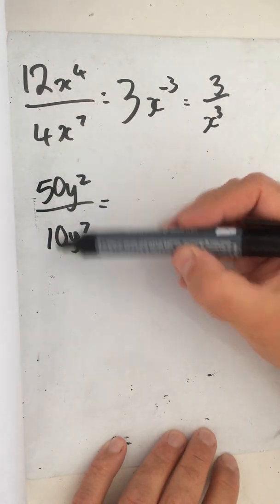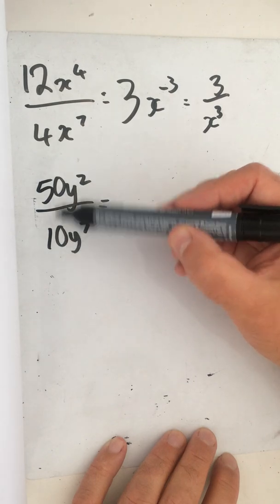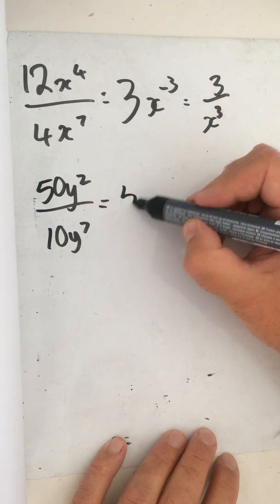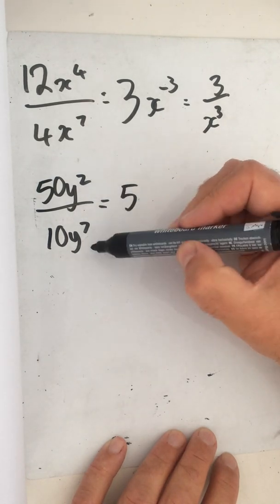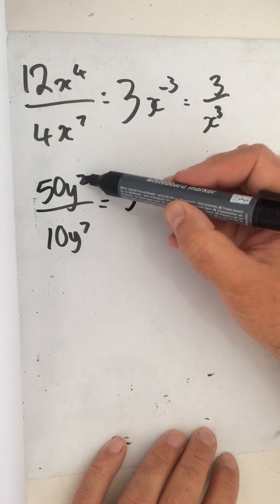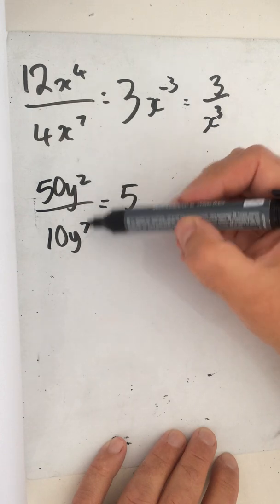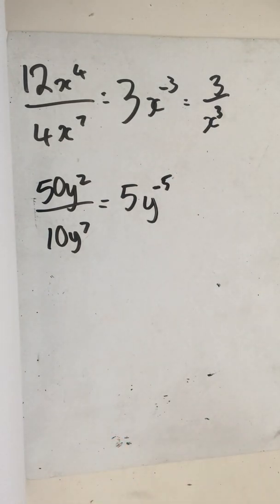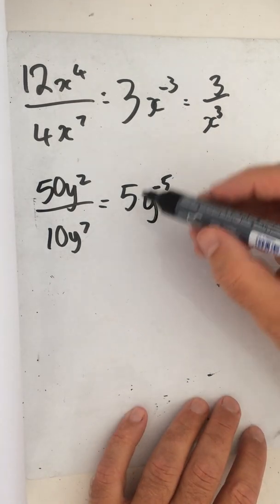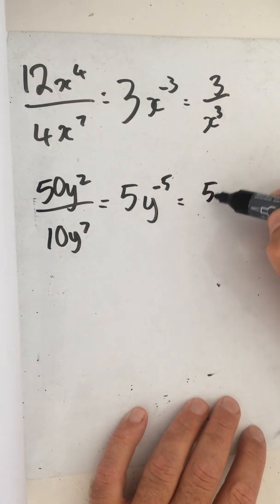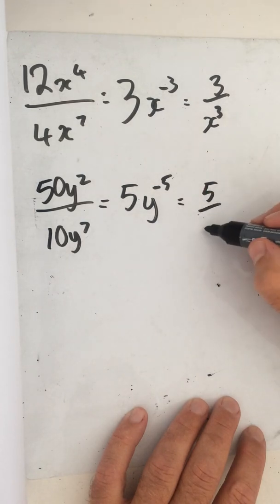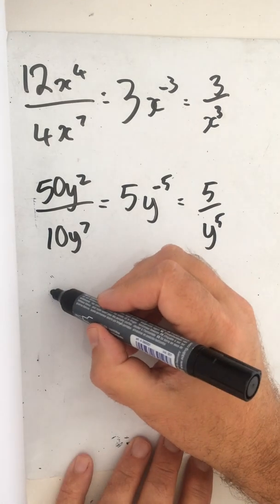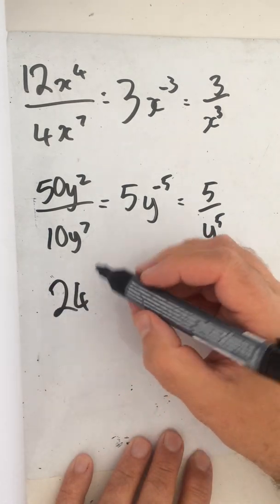So, let's start off by dealing with the whole numbers. 50 divided by 10 is 5. So we've got 5, y to the power of 2 minus 7, so we're going to take these away, so it becomes 2 minus 7. So we go y to the power of minus 5. So that would be your first part. Then when we turn that into a fraction, we put the 5 onto the top, because it's 5 over y to the power of 5. Okay, one more, and then we'll move on.